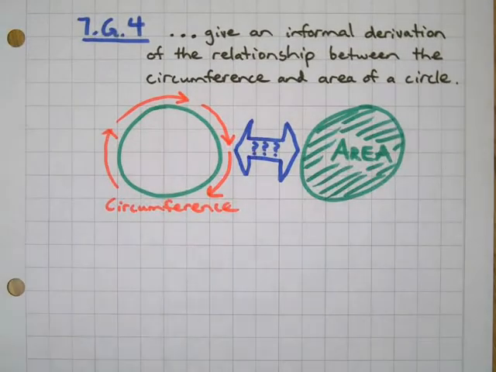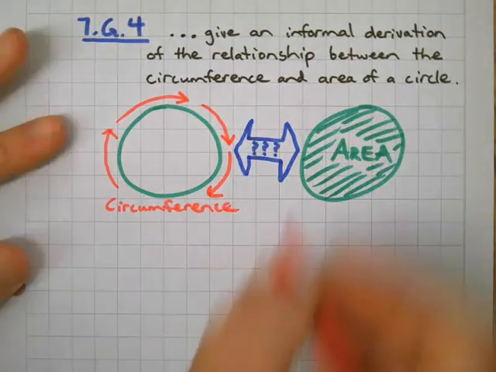This is a 7th grade standard, but believe me, this is not just a 7th grade standard. You need this your whole life. You need to know this, whether you're going on to college or depending on what your job is. And part of the standard is to give an informal derivation of the relationship between circumference and area of a circle. A lot of big words there.